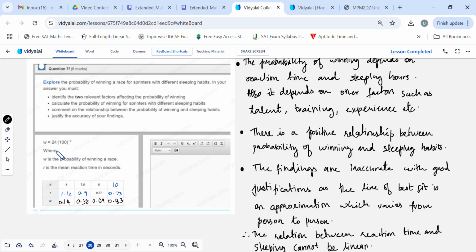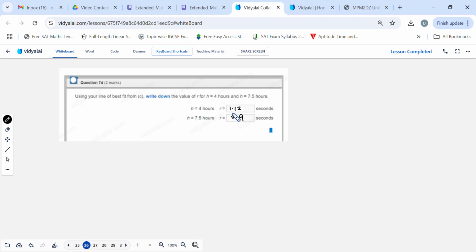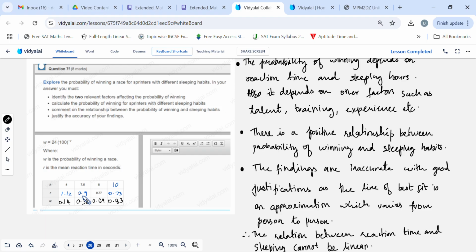So we already have this table. We have to fill the table. The H values are given as 4, 7.5, 8, and one random value we can take, which I took as 10. The R value, which we have already found here, when H is 4, R is 1.12, and when H is 7.5, R is 0.9. So we are substituting that. Also for 8, they have given it as 0.77, and for 10 it is 0.73.